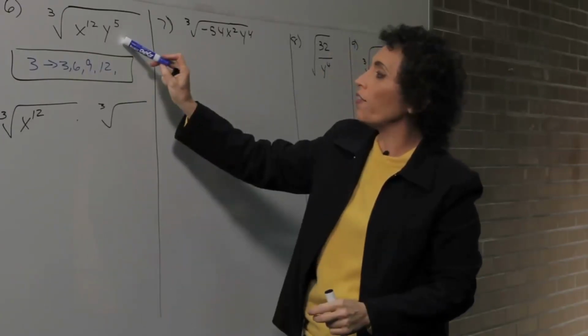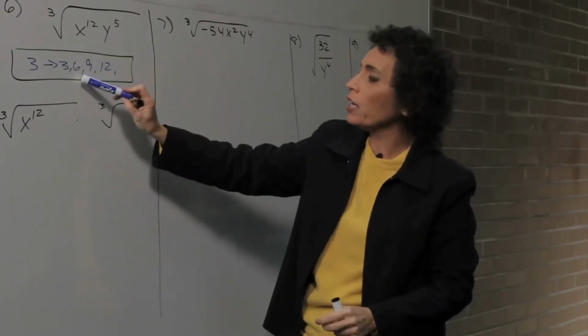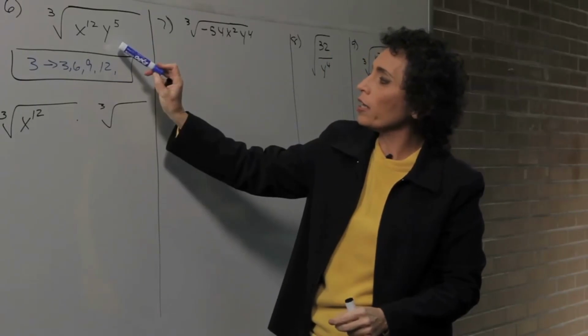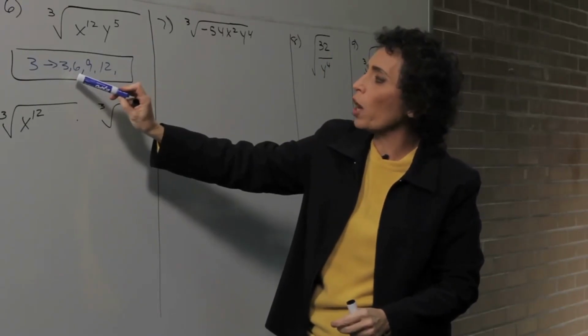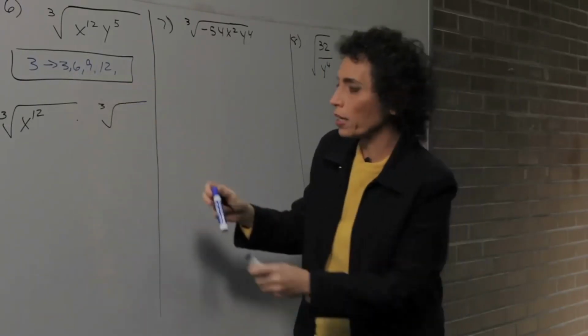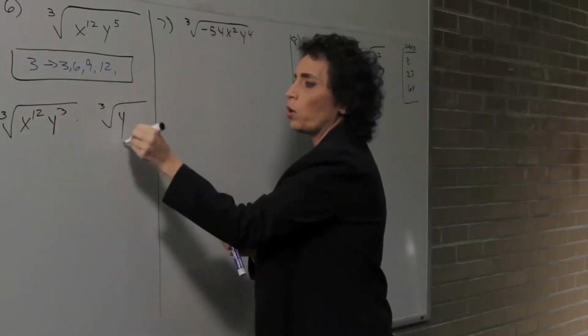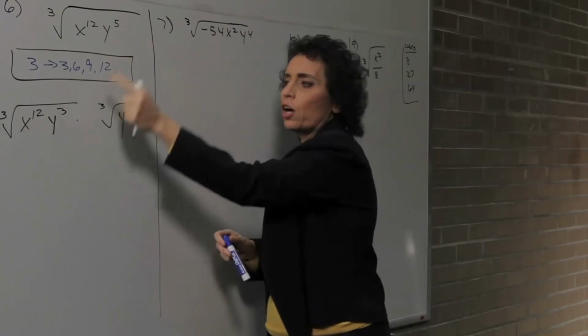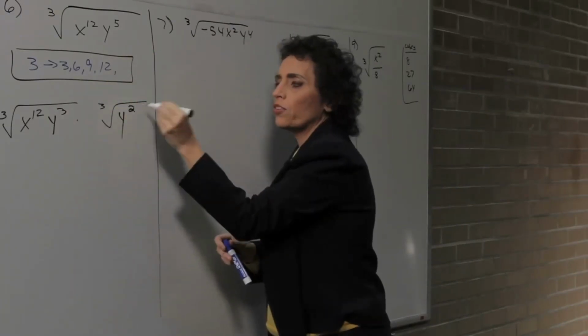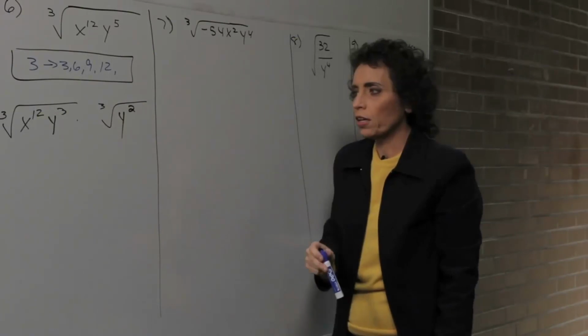Okay, y to the 5th. We want to get as close as we can to this without going over. So the first one without going over is y cubed. 6 is too big. So this is going to be y cubed, but y cubed times y to what power gives you y to the 5th? Y cubed times y to the 2nd gives you y to the 5th.